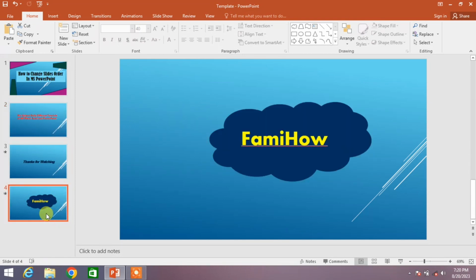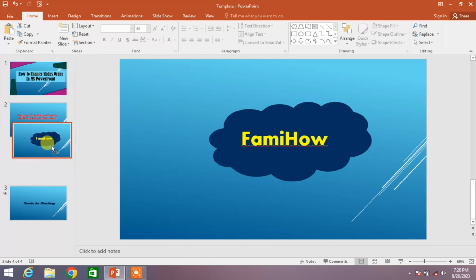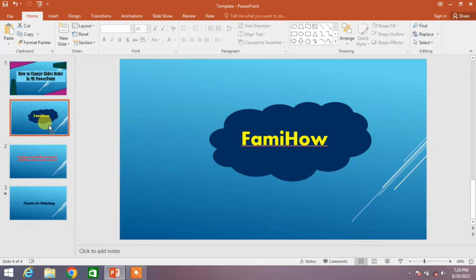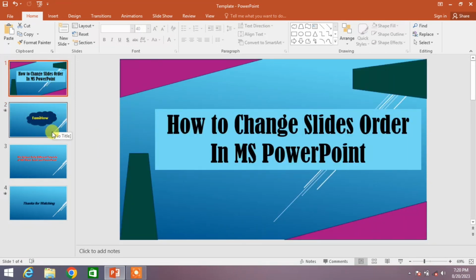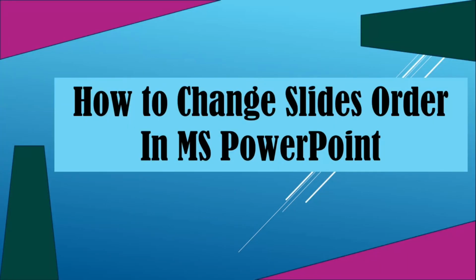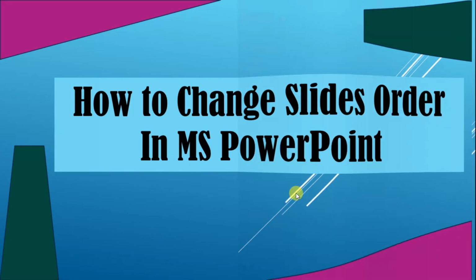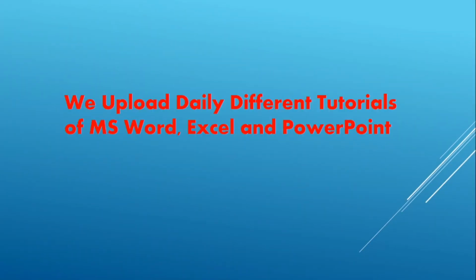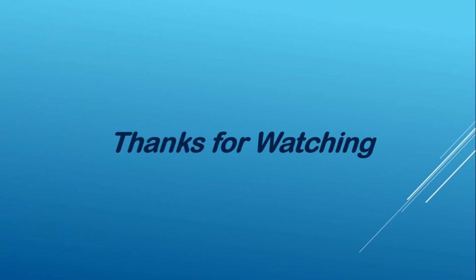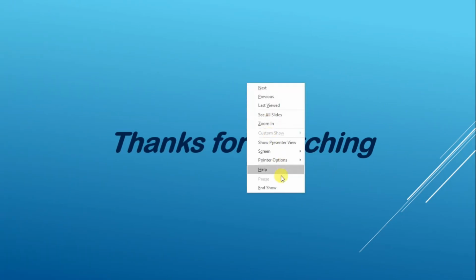Now again select the other slide, press and hold the left click of the mouse and drag towards the position where you want to keep your slide. You can see now the arrangement of my presentation slides becomes set. Now again I am going to start a slideshow to show you the arrangement of my slides. You can see now it's all set.